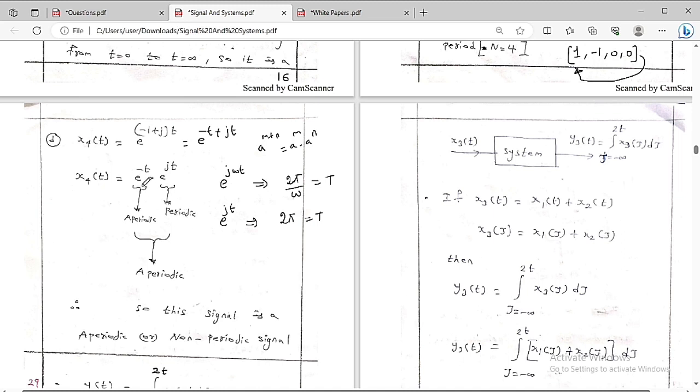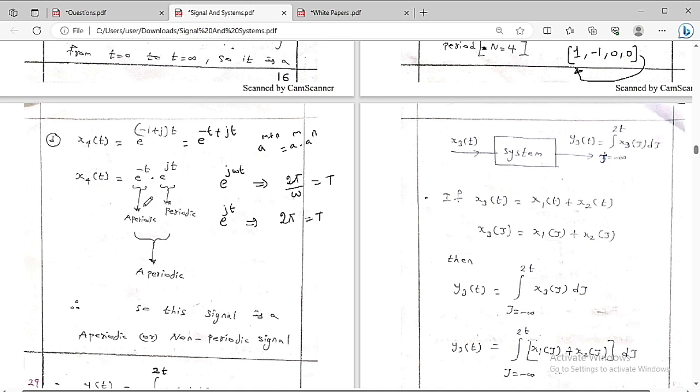For e to the power of minus t, it is a decaying signal. So definitely we can say it is a decaying signal. Decaying signal means it is not repeating anywhere. Definitely it is an aperiodic signal.